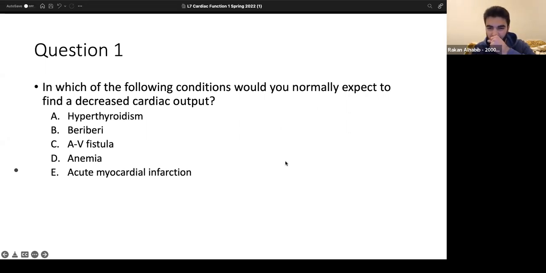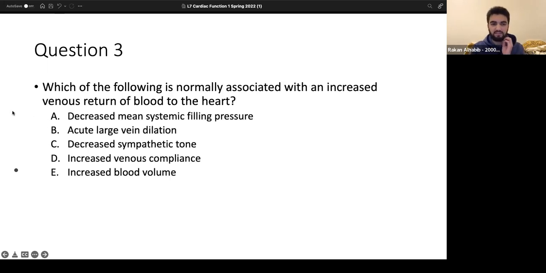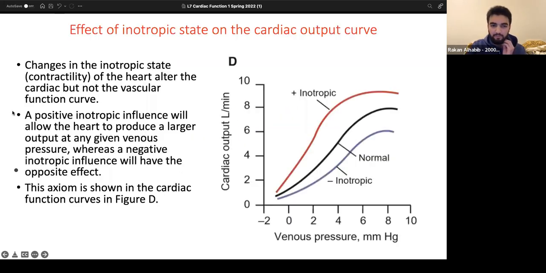Again, I'm hoping so. Any vasoconstrictor has a positive inotropic effect? The inotropic effect is not determined by the vessels. The inotropic effect is determined by the effect on the heart. Inotropic effect is only on the heart. Don't get it mixed up with the vessels. The vessels have nothing to do with this. So this only alters the cardiac function.